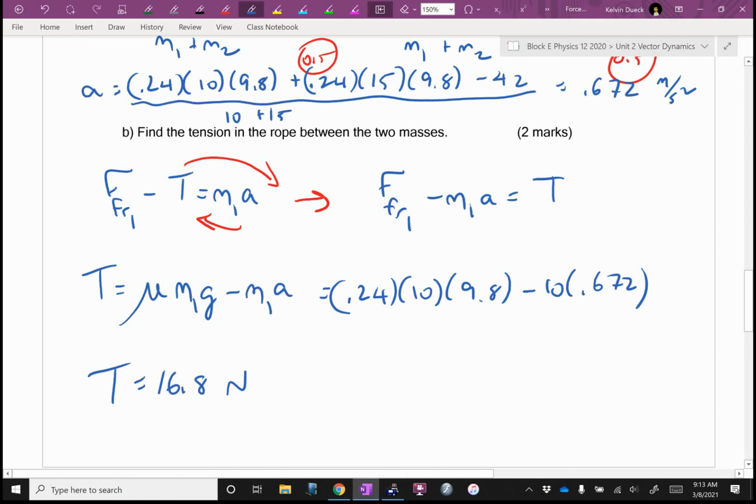If you got that, I would give you 2 out of 2. Otherwise, I would give you a half mark if I saw that, a half mark for getting the T by itself, a half mark for the numbers, and a half mark for the answer.